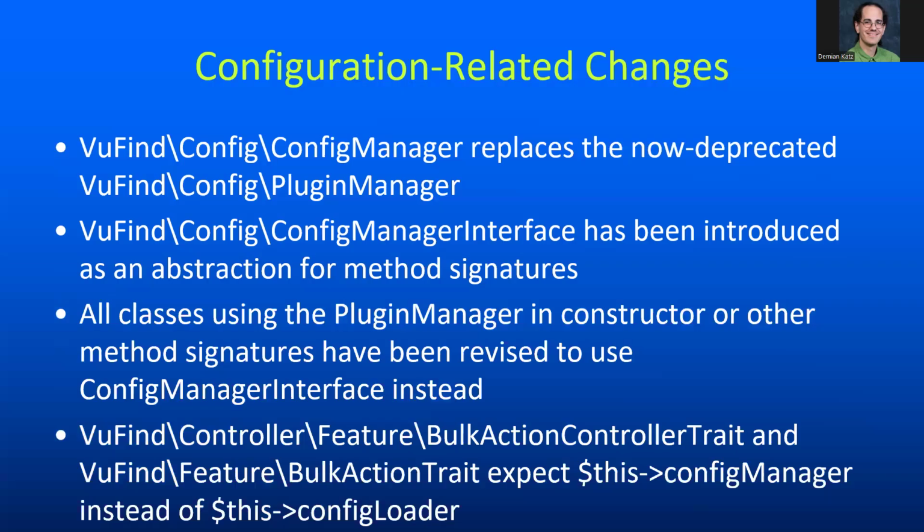Additionally, we had a couple of convenience traits that relied on the config plugin manager. These traits assumed in the past that there was a property called this config loader, but we just standardized that to this config manager, so we use the same naming everywhere. So if you use either of those two traits, the bulk action controller trait or the bulk action trait, you may need to adjust some code. Probably this won't affect you though.